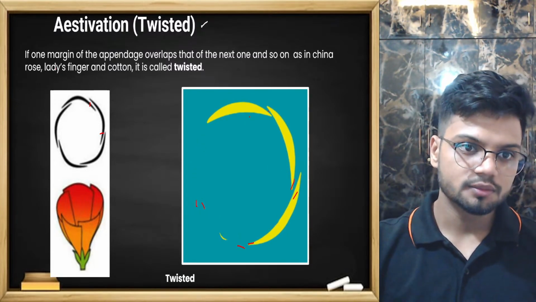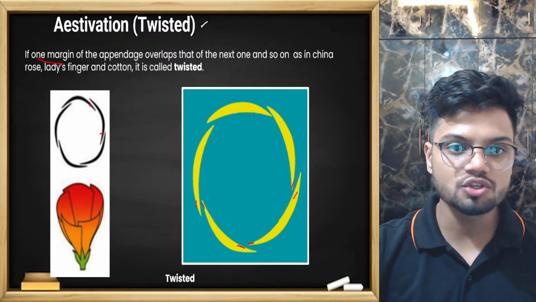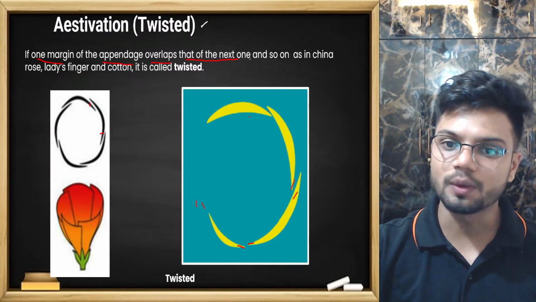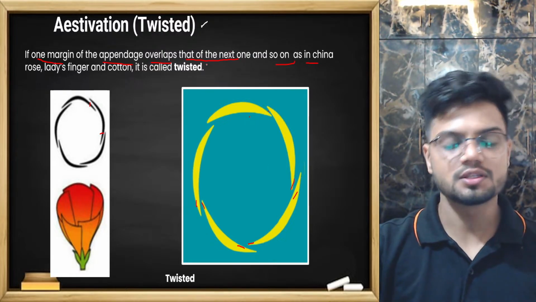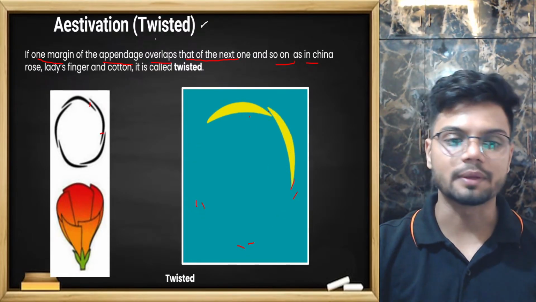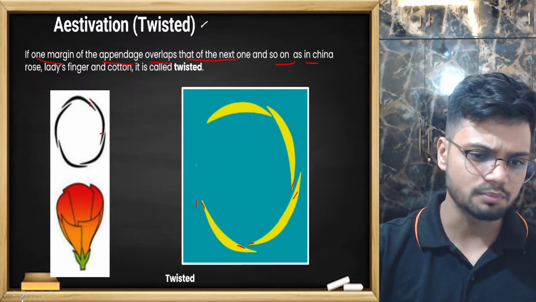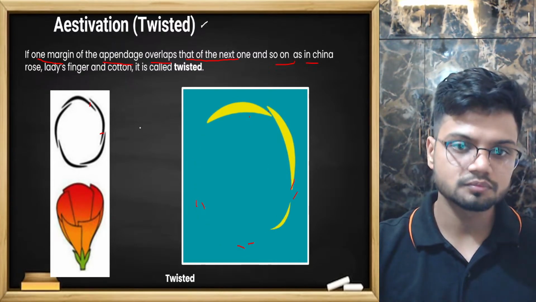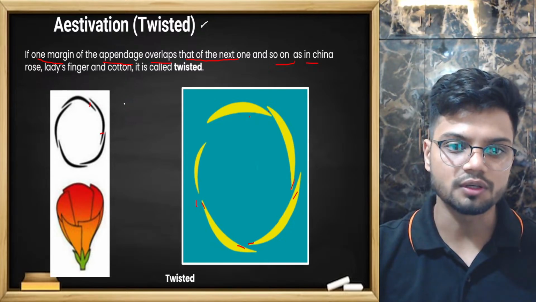Okay, see here. If one margin of the appendages overlaps that of the next one, and so on, it is called twisted aestivation. There is a constant overlapping. Now, what is the trick here? The trick is very simple. Lady from China has a twisted cotton.